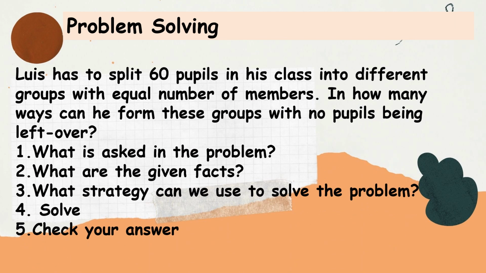Okay, another problem. Louis has to split 60 pupils in his class into different groups with equal number of members. In how many ways can he form these groups with no pupils being left over? So, may mga guided question tayo dito. Number 1, what is asked in the problem? Number 2, what are the given facts? Number 3, what strategy can we use to solve the problem? Number 4, solve. And then number 5, check your answer.